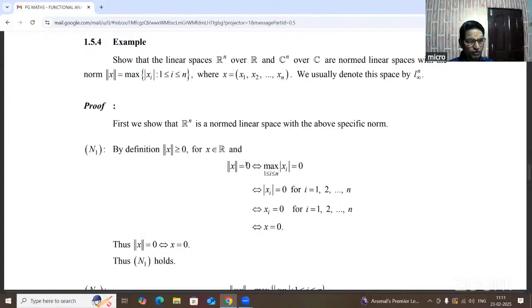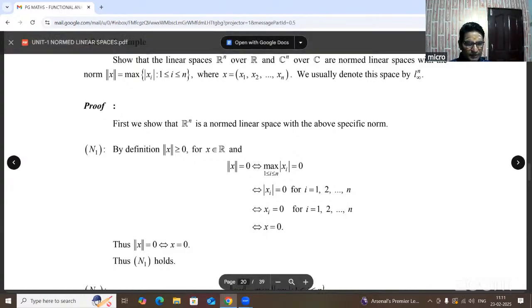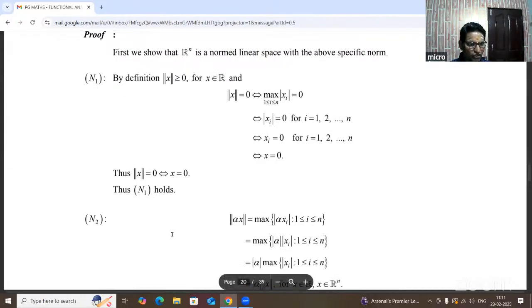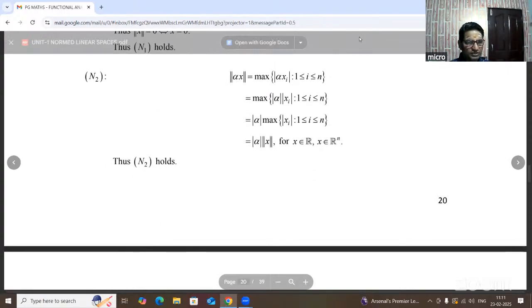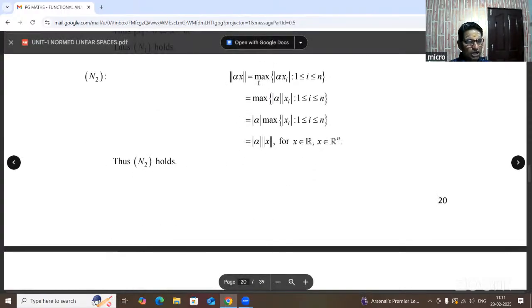When norm x equals 0, then, since norm x is greater than or equal to 0, the condition is maximum of mod xi equal to 0. Similarly, mod xi equal to 0 where i varies from 1 to n, so xi equal to 0 means simply x equal to 0. So norm x equals 0 if and only if x equals 0, that is the first condition holds. The second condition is norm alpha x. Now we apply the condition, the maximum of mod alpha x.